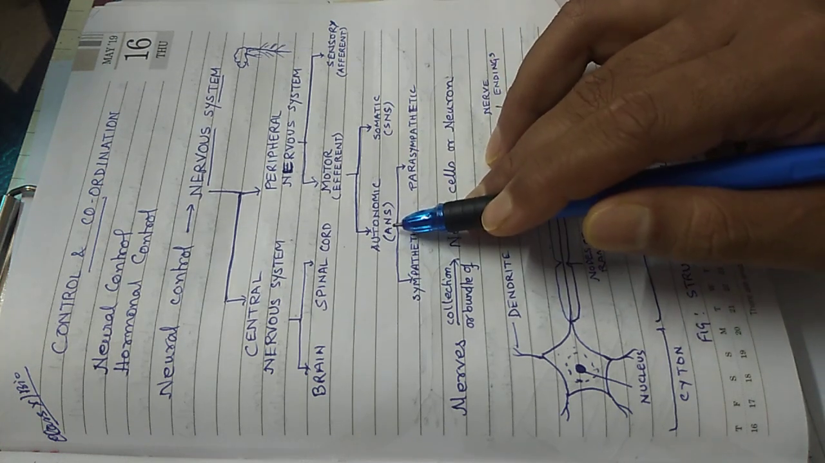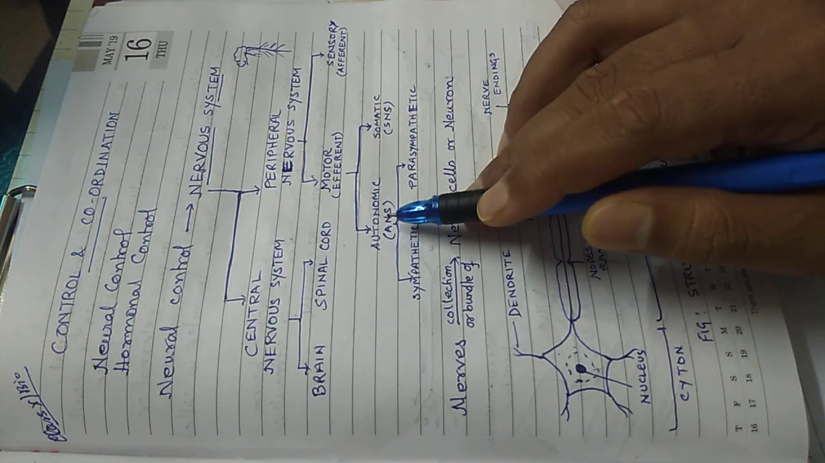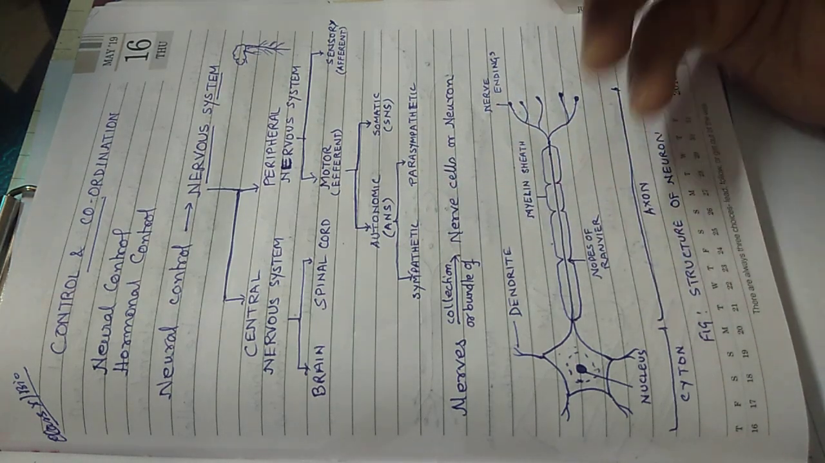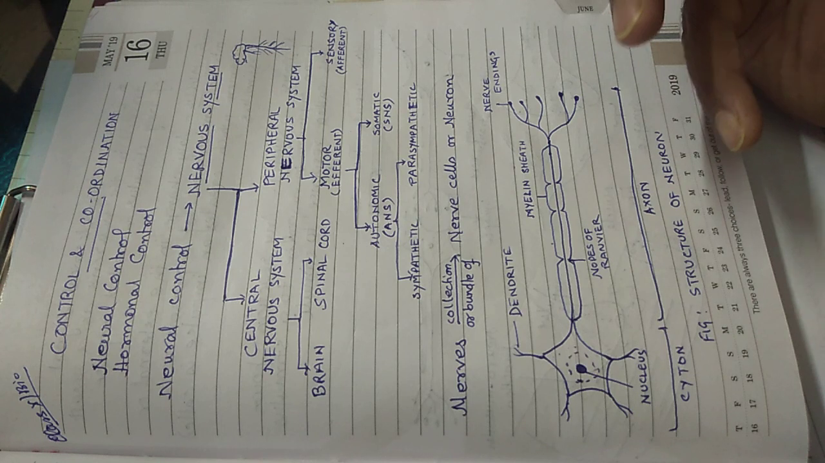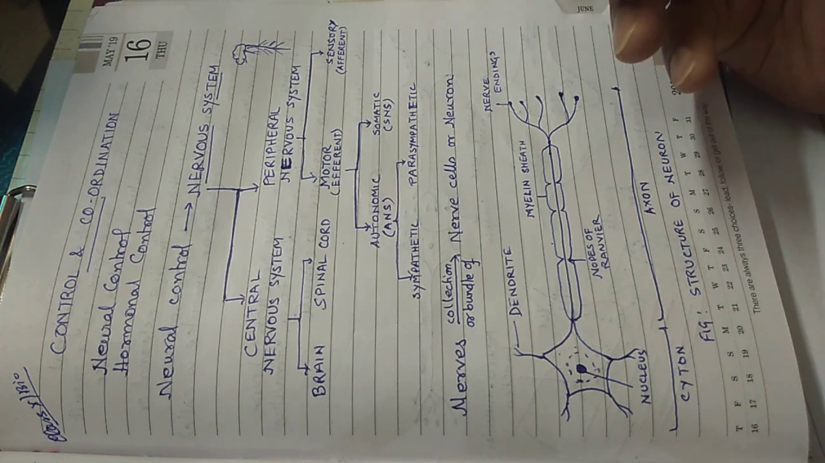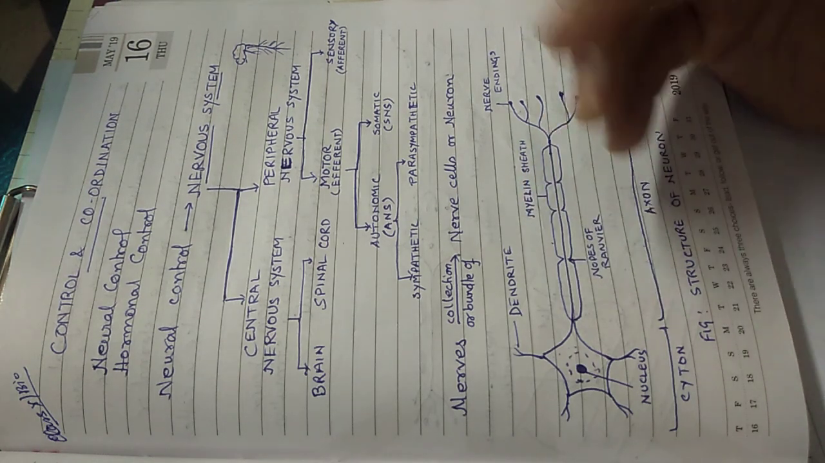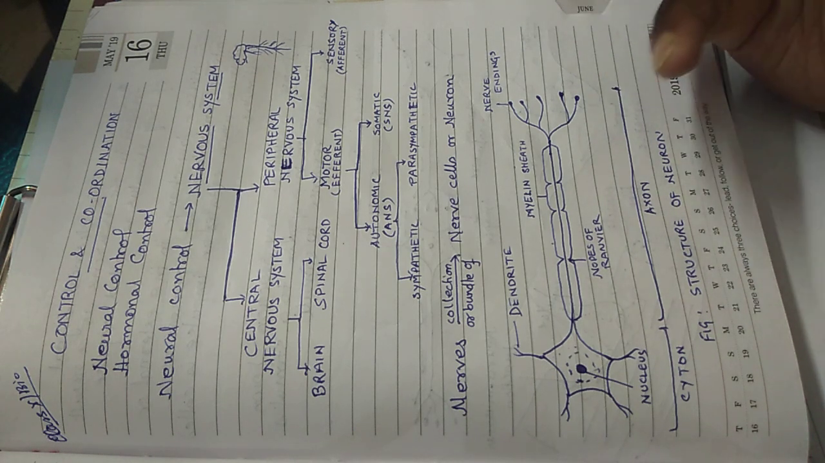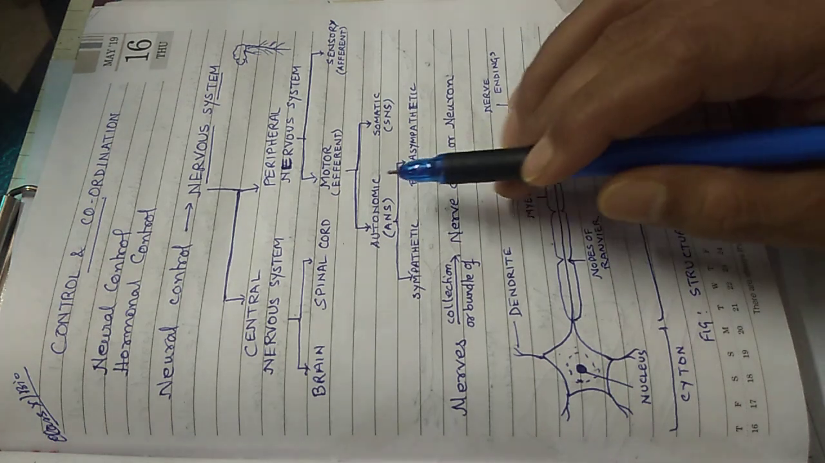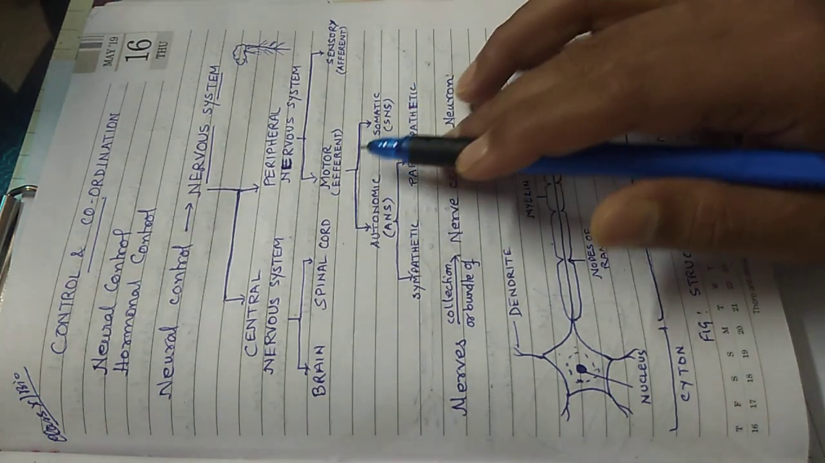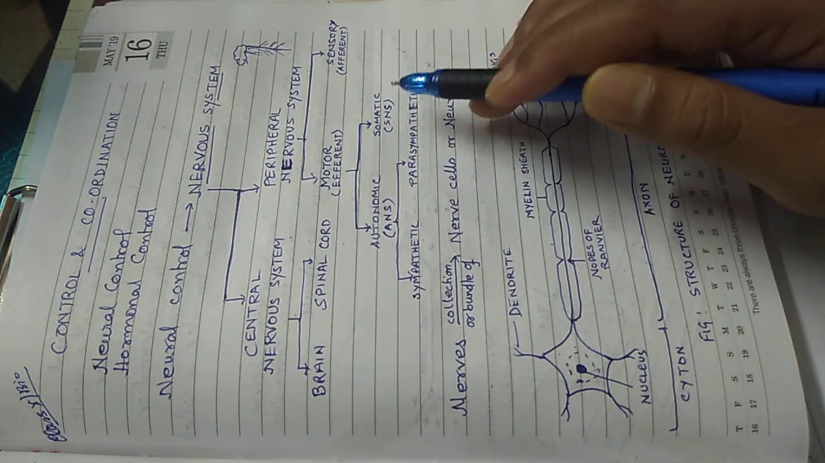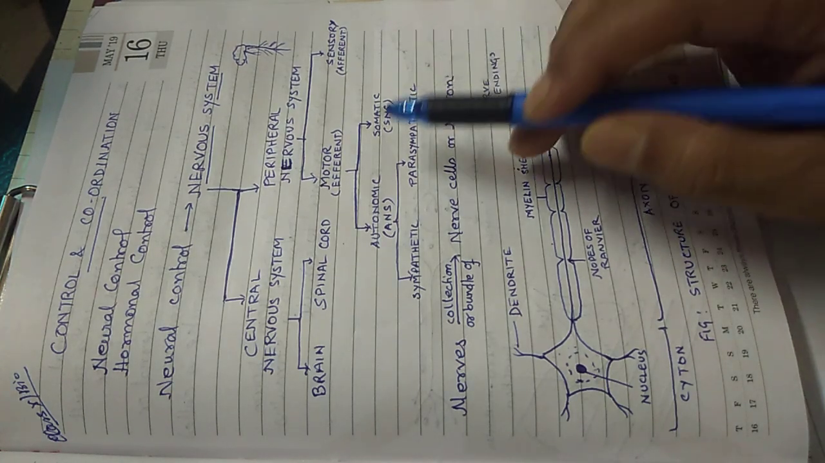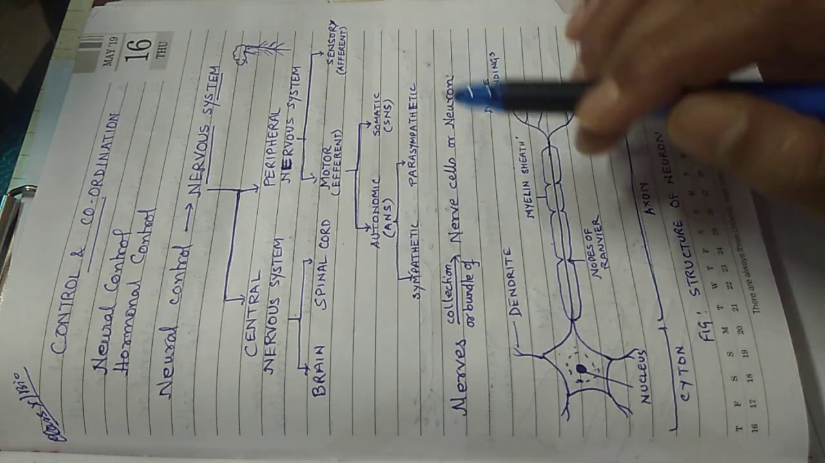The autonomic nervous system consists of those nerves which supply those parts of your body where you cannot control the functioning. It is automatic. It happens on its own. For example, peristalsis in your intestine, or the heartbeat. All these are controlled by the autonomic nervous system. And the somatic nervous system means those parts of the body which you can control, for example, movement of your fingers. So these are the two types of nervous system.